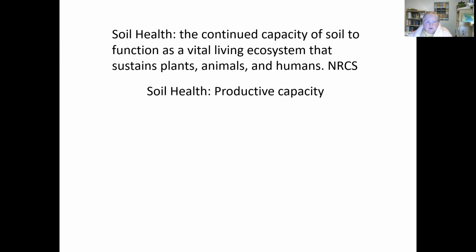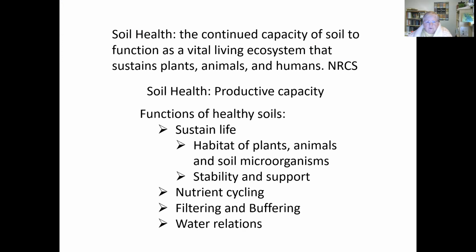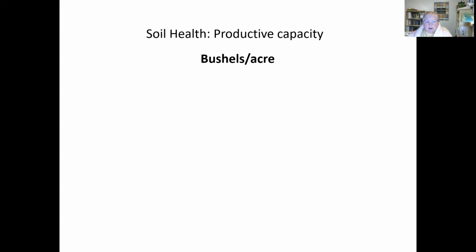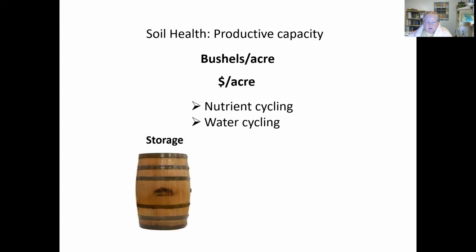We want soil health to relate to productive capacity. The functions of healthy soil include sustaining life, most typically of crop plants and animals, but also the soil microorganisms. It provides stability and support, nutrient cycling, filtering and buffering, and water cycling. The productive capacity is the bushels per acre, or more importantly, the dollars per acre, the net return of our production. Nutrient cycling and water cycling are two of the most critical things for crop production.